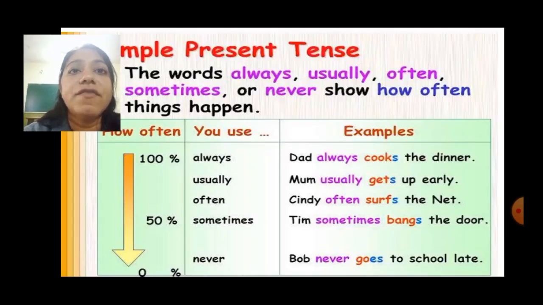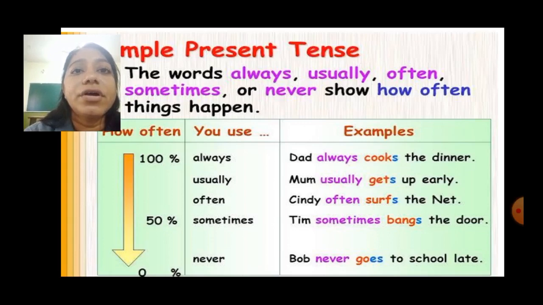Simple present tense. The words always, usually, often, sometimes, or never show how often things happen. So, always, usually, often, sometimes are the words used before simple present tense. Always, usually, often are used when we are talking about something that is 100% done. For example, Dad always cooks the dinner. Mom usually gets up early. Cindy often serves a net.